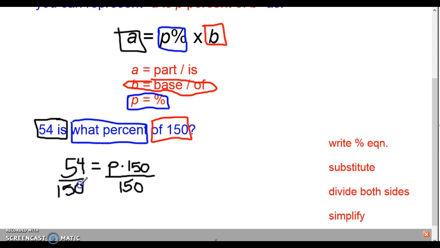And right here is where a lot of you are going to make mistakes. So remember, in and out. So the 54 goes on the inside. The 150 goes on the outside. And I need to do long division. So 150 can't go into 54. So I'm going to add a decimal and a 0. 150 can go into 540. Let's see. Goes in there 3 times, and that equals 450.